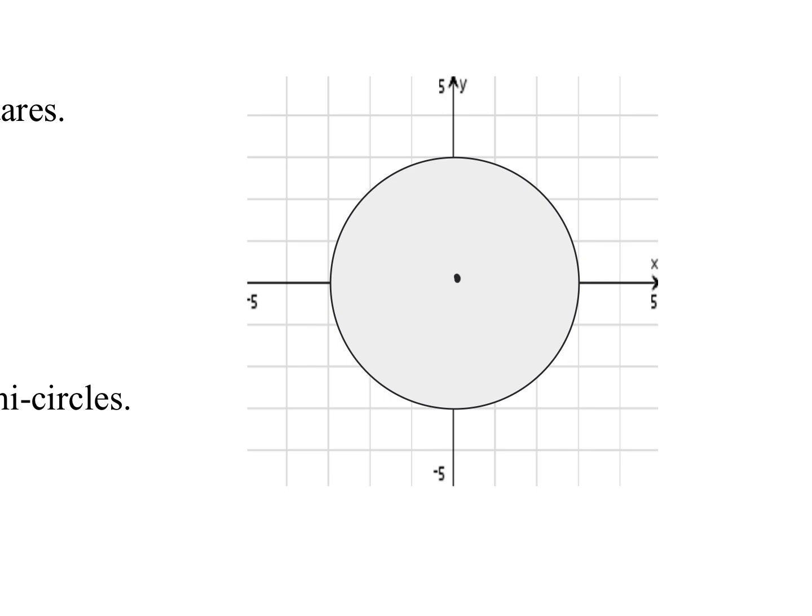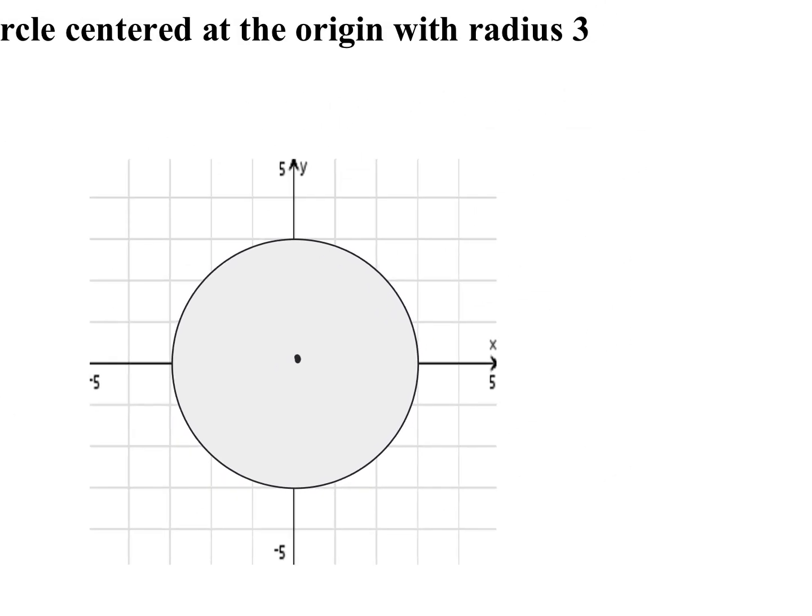Okay, what is the formula for a circle? X squared plus y squared equals r squared. In this case, r squared equals 9. Yes, you are exactly right. Okay, so I've got x squared plus y squared equals 9.